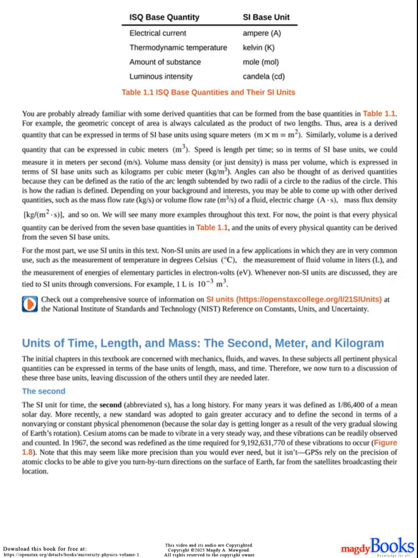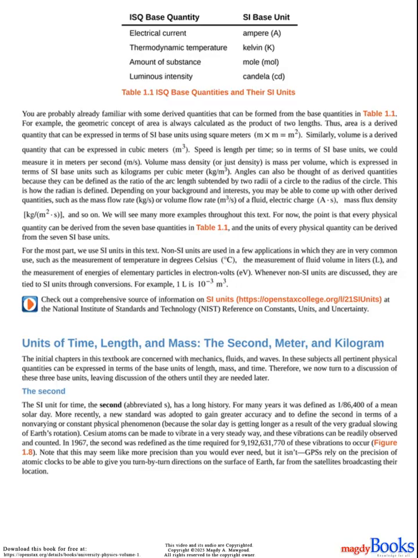You are probably already familiar with some derived quantities that can be formed from the base quantities in Table 1.1. For example, the geometric concept of area is always calculated as the product of two lengths. Thus, area is a derived quantity that can be expressed in terms of SI base units using square meters, m × m = m². Similarly, volume is a derived quantity that can be expressed in cubic meters, m³.